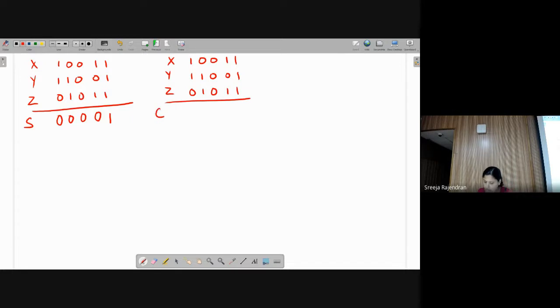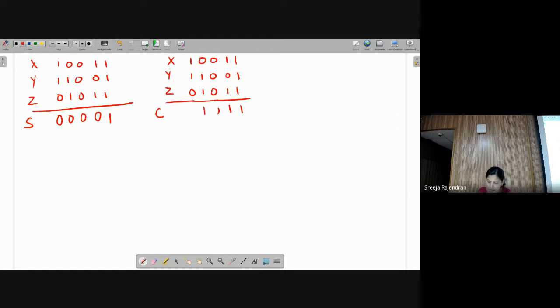So now carry. 1 plus 1 plus 1, 1, 1 is the sum. That means carry is 1. 1 plus 1, 1, 0 is the sum, so carry is 1. Next 0 plus 0 plus 0, 0. 1 plus 1 plus 1, 1, 0 is the answer. So carry is 1.